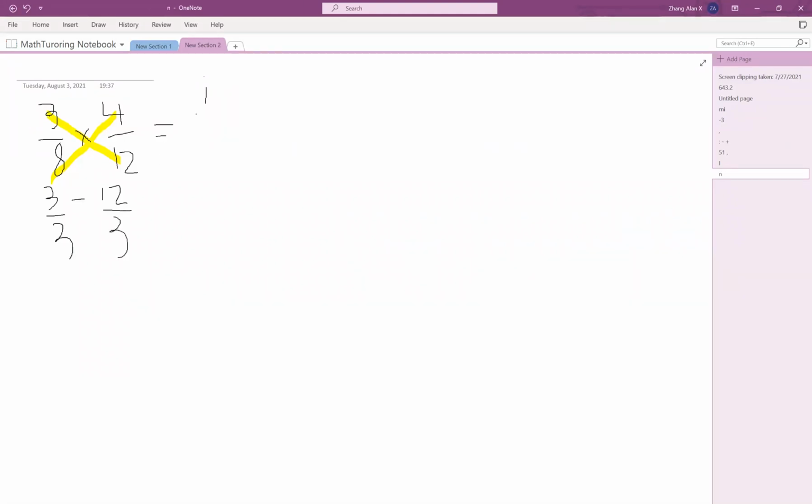So it'd be 1/8 times 4/4. Then how would we simplify the 8 and 12?